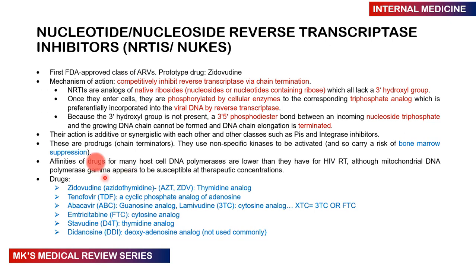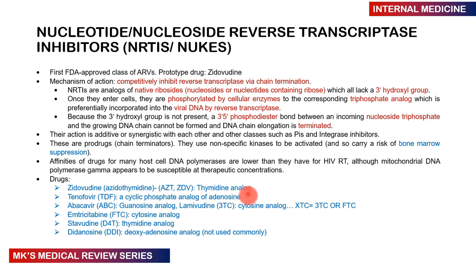So what are the drugs that are in this class? You have zidovudine, which is also referred to as azidothymidine. This is a thymidine analog. You can abbreviate it as AZT or ZDV, and AZT is the much more common abbreviation. Then tenofovir, which can be abbreviated as TDF or TAF. There are two preparations, and I'll talk about that later on. This is an acyclic phosphonate analog of adenosine.